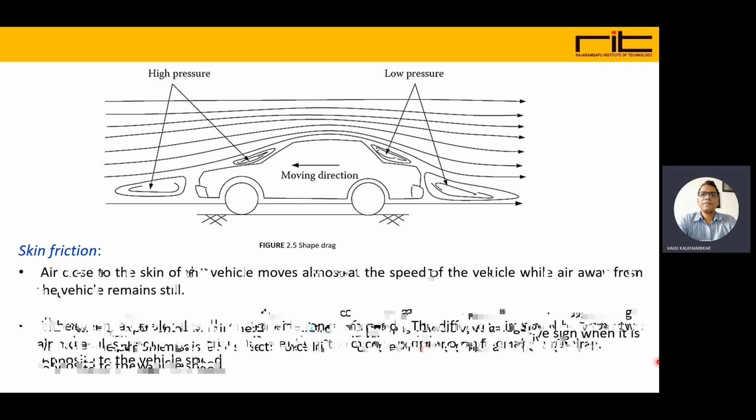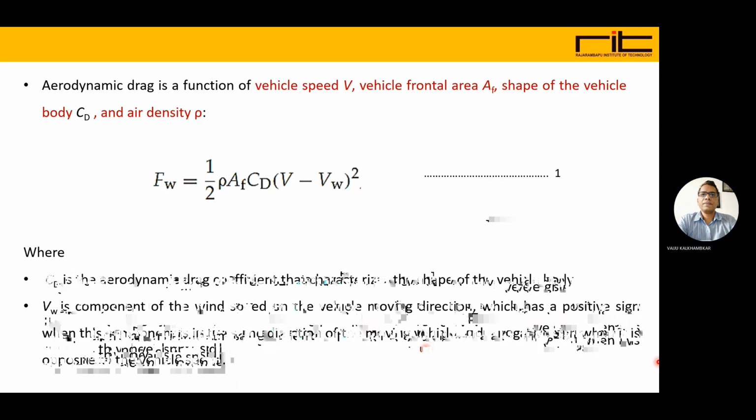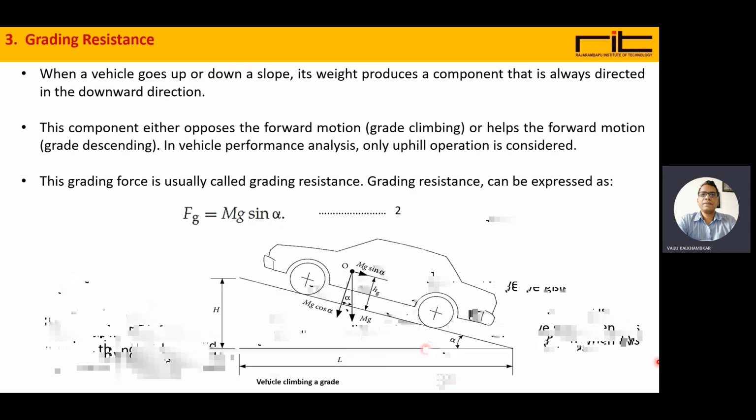And in the skin friction, there is a relative difference in the speed of the air at the vehicle body and the air molecules which are away from the vehicle body. So there is a relative difference, and there will be friction which results in the aerodynamic drag. Now we will see the next opposing force, which is the grading resistance.